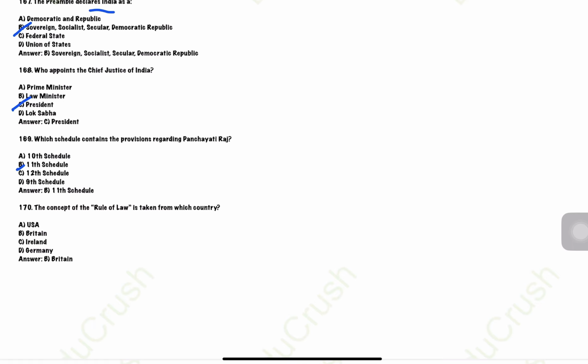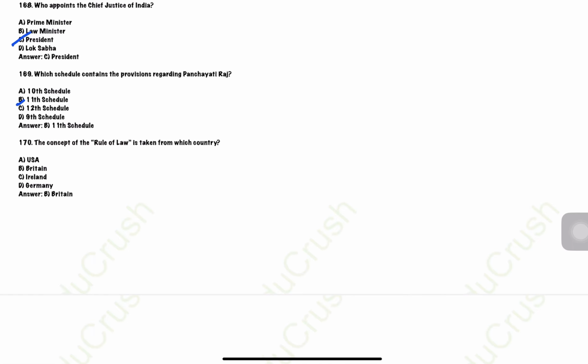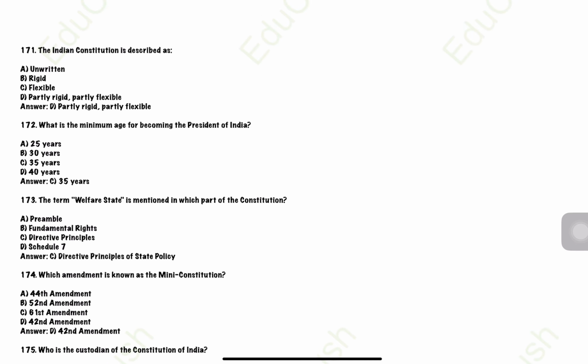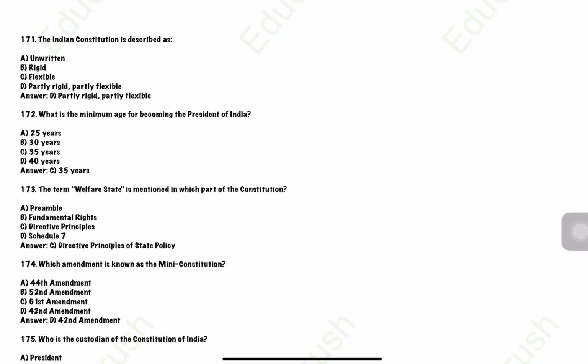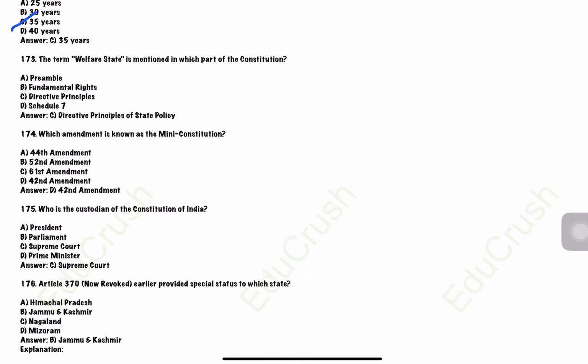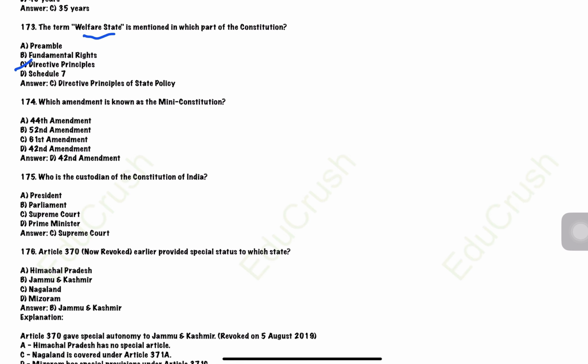Which schedule contains the provisions regarding Panchayati Raj? So 11th schedule. The concept of the rule of law is taken from which country? So Britain. Next, the Indian Constitution is described as partly rigid, partly flexible. Next, what is the minimum age for becoming the President of India? 35 years. The term welfare state is mentioned in which part of the Constitution? So Directive Principles of State Policy, DPSP. Option C is the correct answer.